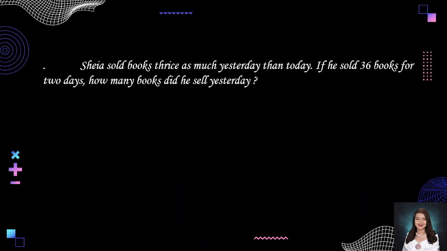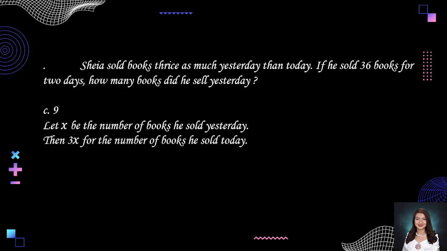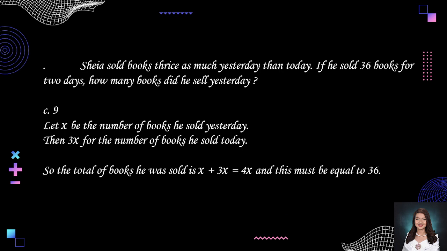She sold books twice as much yesterday than today. If he sold 36 books for 2 days, how many books did he sell yesterday? The answer here is 9. Let x be the number of books he sold yesterday, then 3x for the number of books he sold today. So the total of books he sold is x plus 3x is equal now to 4x. And this must be equal to 36.